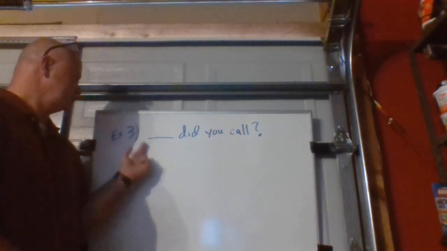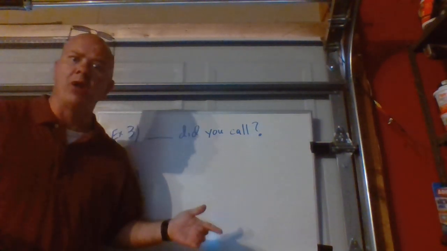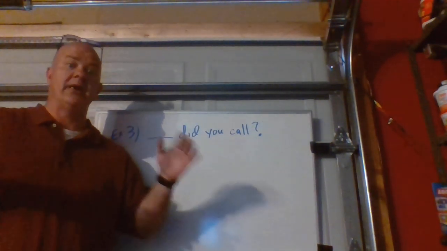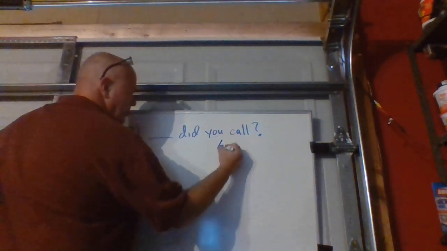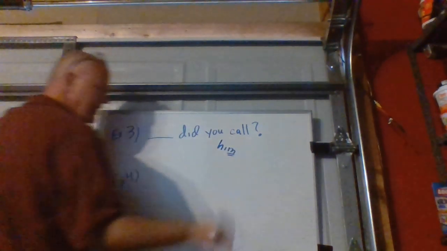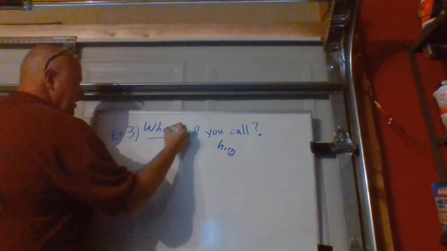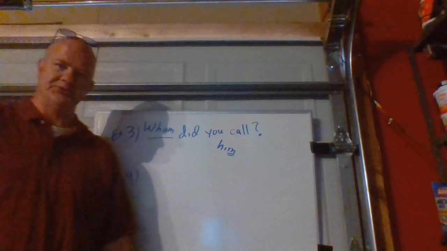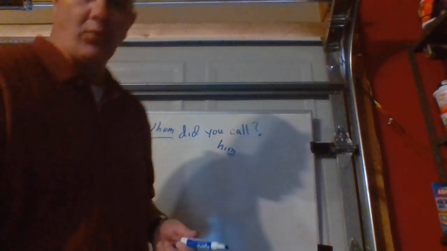Example 3. Blank did you call? So somebody's asking, who did you call? We have to answer right away. You would say, I called him. Wouldn't ever say, I called he. So, because him ends with an M, our word that we're going to use has to end with an M. So, whom did you call would be correct. Let's look at a final example here, number 4.